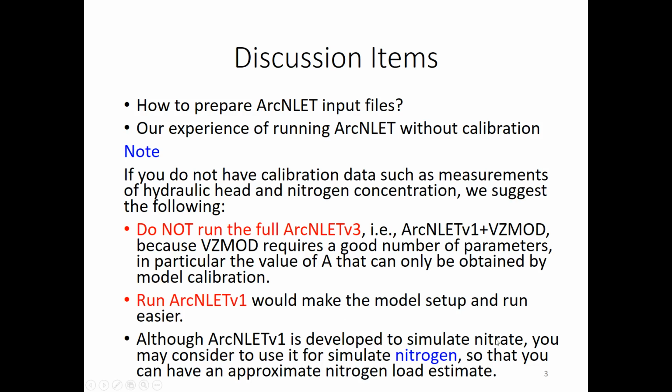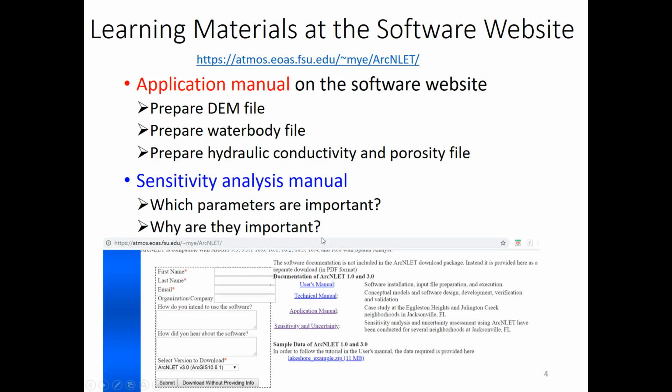Here you may consider simulating nitrogen, including ammonium and nitrate. This is theoretically not appropriate, but it may give you an approximate nitrogen load estimate rather than a nitrate load estimate. We're going to talk more about this, and how to run ArcNLET v3 later on for our simulation in the Eggleston Heights neighborhood located in the city of Jacksonville.